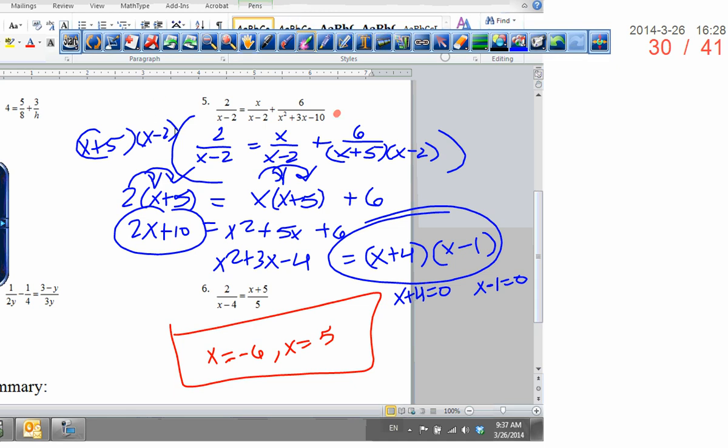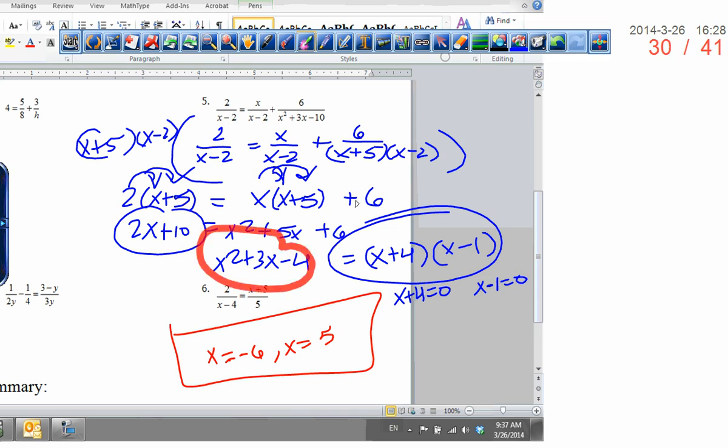Then I'm multiplying everything times here. So the x minus 2's cancel out there, there, and then this whole thing cancels out the whole bottom there. Then I'm distributing, so I'm doing my PEMDAS. And then I'm solving now, so I get all my 2x plus 10. I get that on this side. So subtract 2x, subtract 10.